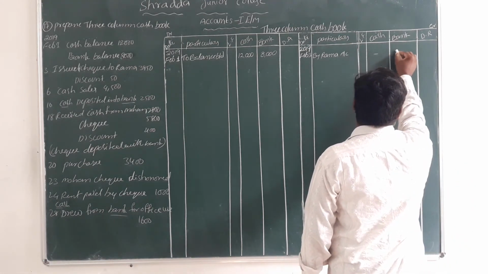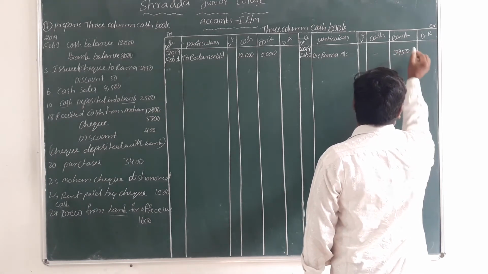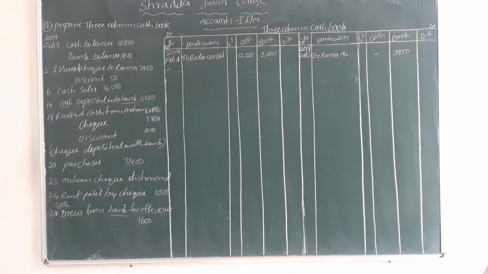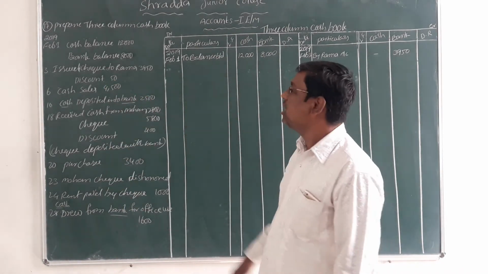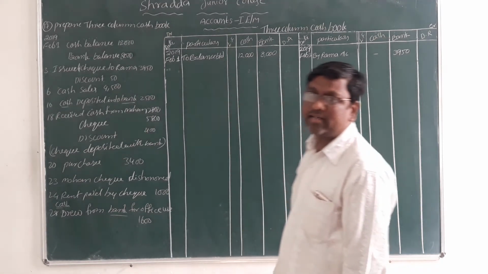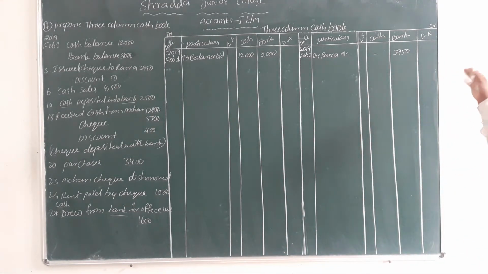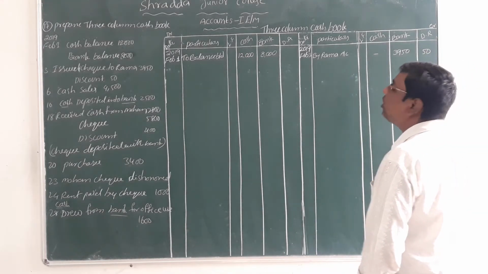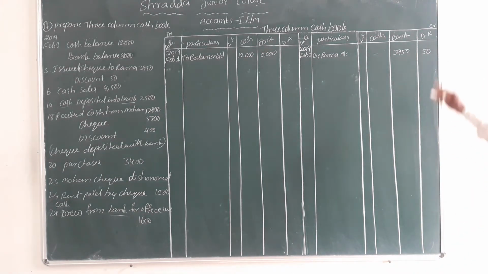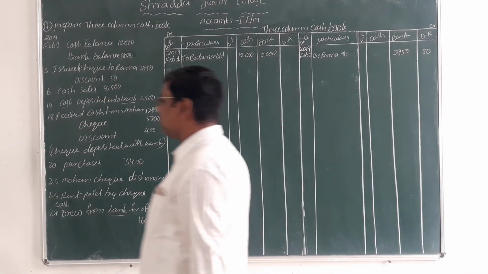3,950. We can record into the bank column. Okay, friends, 3,950 rupees. So what is the discount? It is a discount received. Why? Because we are issuing a check to Rama. That is a payment transaction. At this time, discount received comes. That's why we record into discount received 50 rupees. 3,950 is the bank amount. 50 rupees is the discount received amount, friends.